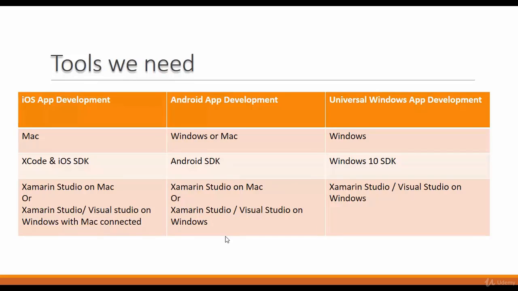And Windows app development is fairly simple. All you need is just the Windows 10 SDK and Visual Studio installed, and you will be able to very easily write your Windows 10 application. So these are the requirements for each type of application development.